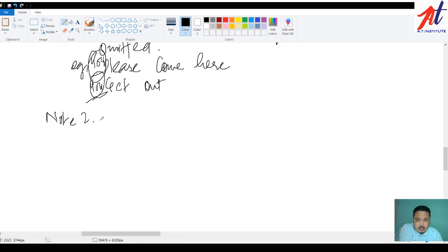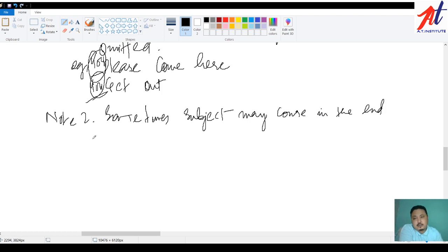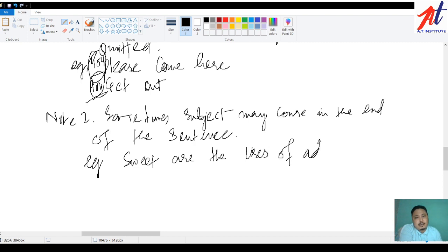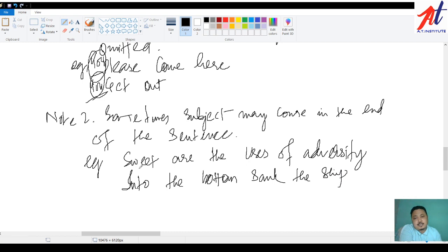Sometimes the subject may come at the end of the sentence. So that is also possible. Examples: "Sweet are the uses of adversity," or "Into the bottom sank the ship." Now you can see in the first example that we are talking about the word adversity.